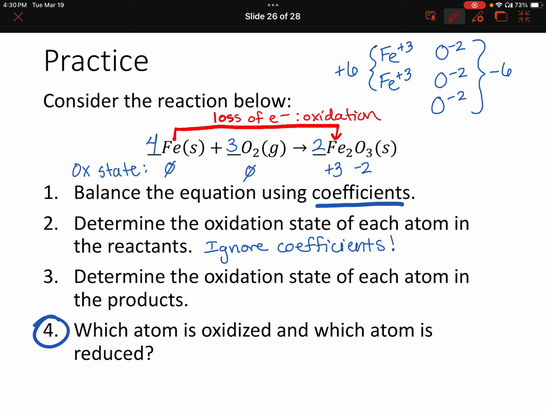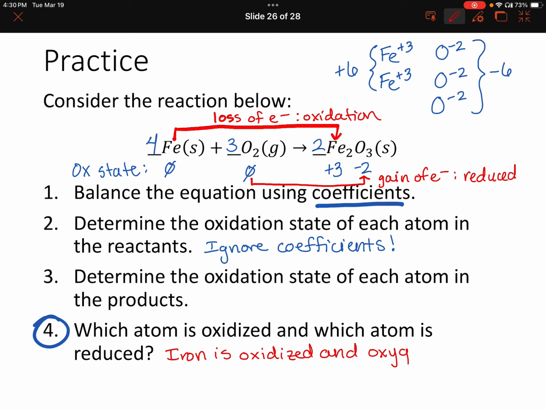All right, so then let's compare oxygen in the reactants to the products. So oxygen went from an oxidation state of 0 to -2. So did oxygen lose electrons or gain electrons? It gained electrons. And that means it was reduced. All right, so for question 4, we can write that iron is oxidized and oxygen is reduced.